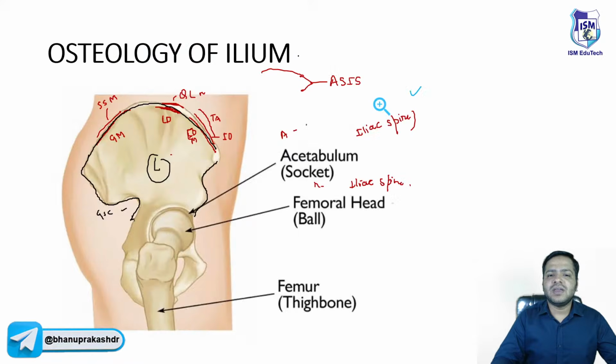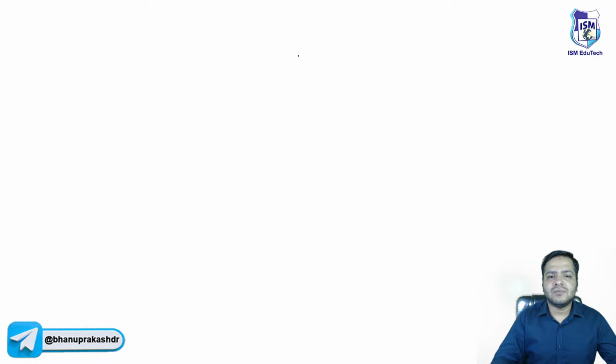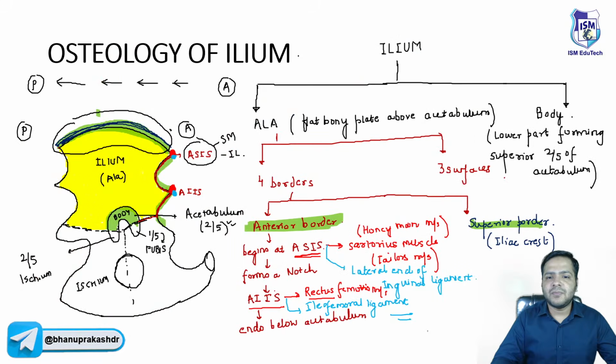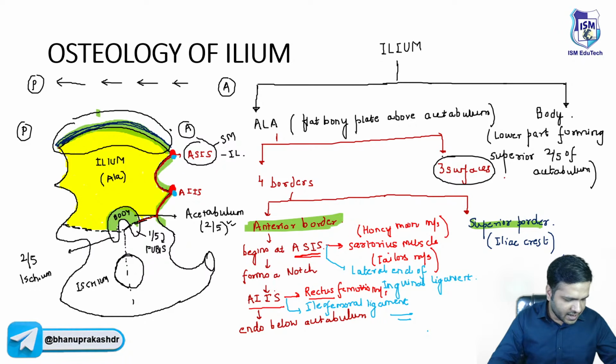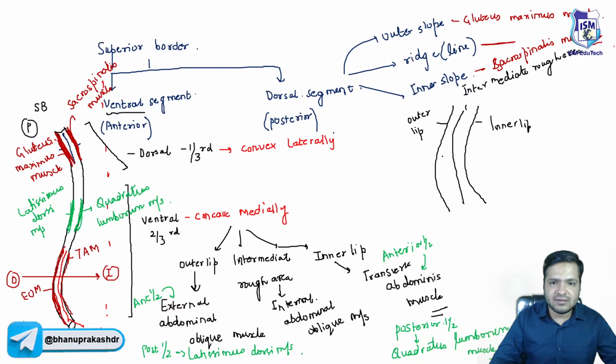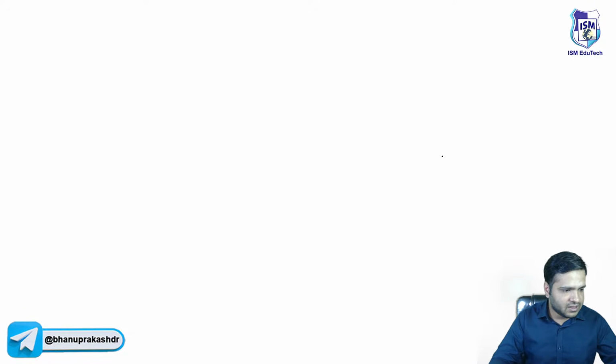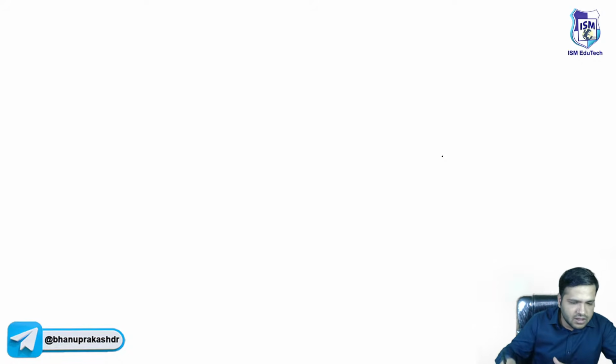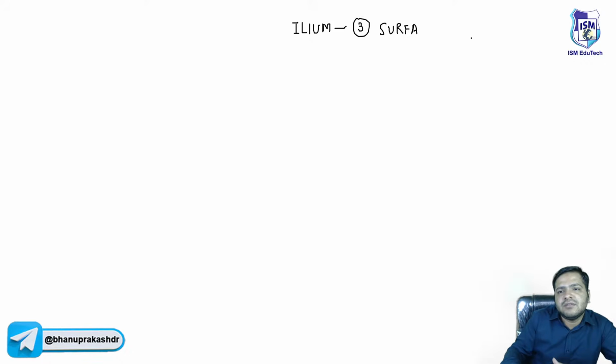चलो, ये क्लियर हो गया आई होप सबको, ठीक है। Now we have discussed the borders. Now coming on to the surfaces. Let me complete the surfaces. Let me complete the ilium part at least today. So we have three surfaces, beta. We are talking about ilium bone, and ilium bone has three surfaces.